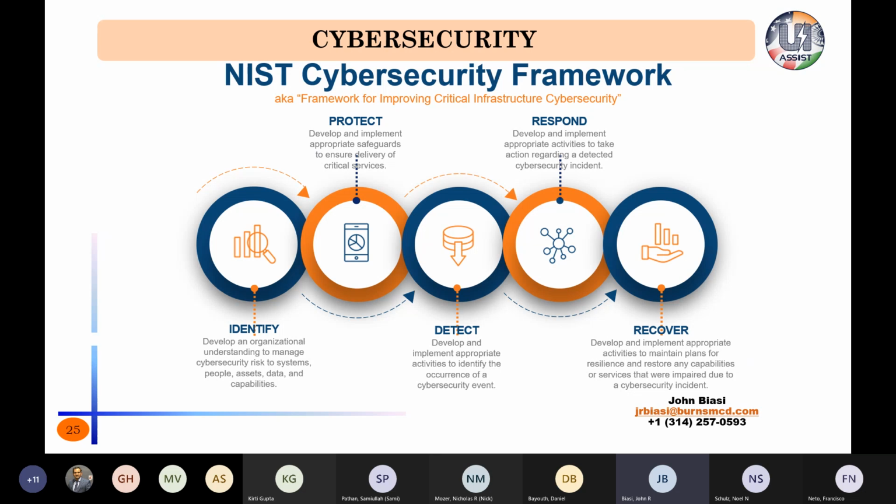I see that there's a question: is cybersecurity the same for power system and other sectors? For example, the financial sector. I mean, in many cases it is. There's a lot of cybersecurity techniques and practices that apply across the board. Where it tends to differ is in the implementation.